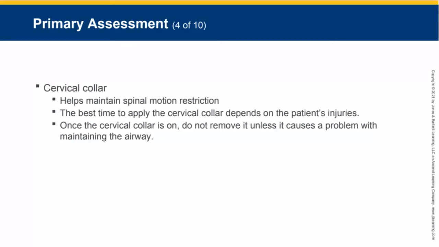ABCs first, then rapid scan. While doing your rapid scan, when you get to the neck, put on your cervical collar. That's my approach. You're not going to see me put on a cervical collar on a patient while assessing ABCs, because if the ABCs are compromised, I will have to take the collar off. That would be me working backwards, and I don't work backwards. I always work forward.